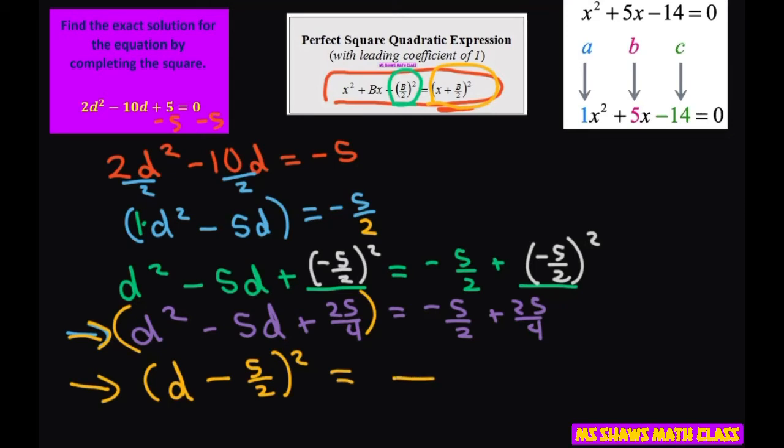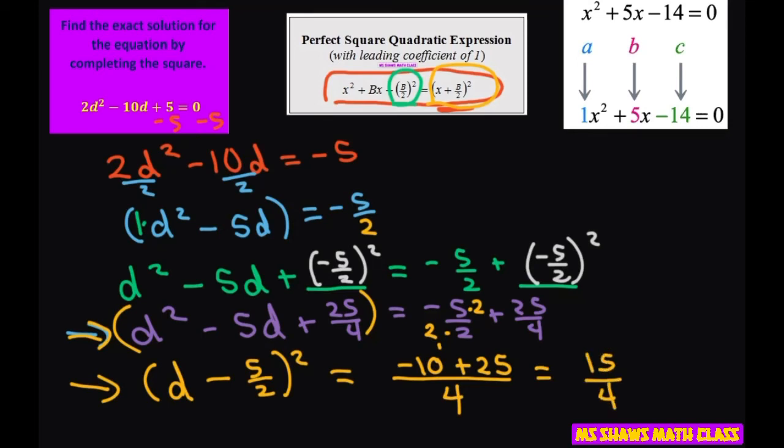On the right-hand side, our common denominator is 4. So just multiply this by 4 and this by 2. So you get negative 10 plus 25, because negative 10 fourths is negative 5 halves. So this is going to equal 15 fourths.